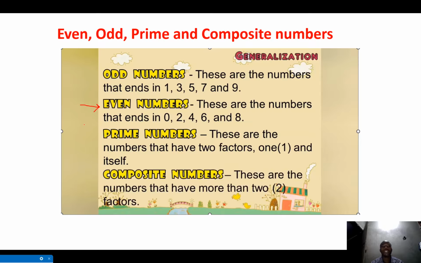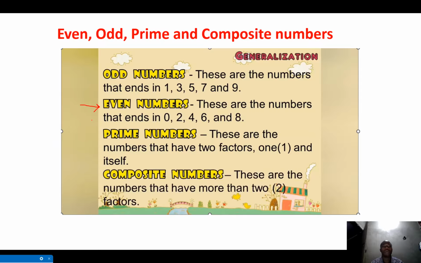And you need to note that the first or the lowest even number we can talk about here is a 2. Some learners tend to use a 0, but 0 is not correct. We consider the first digit as 2 in the natural numbers.